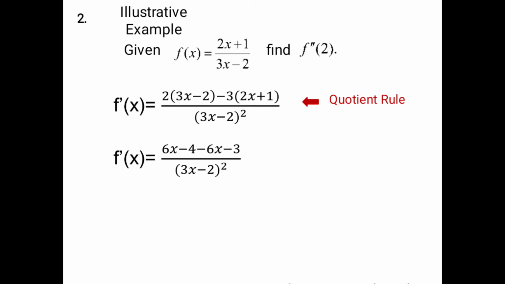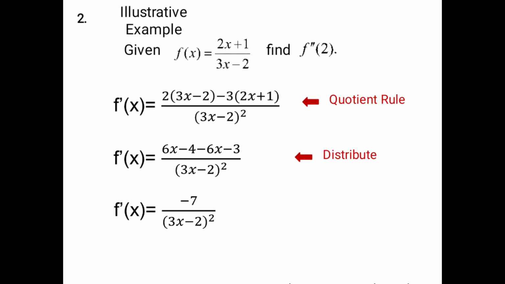And next, we need to distribute so that we can perform this. So we have 2 times 3x is 6x. 2 times negative 2 is negative 4. Then we have negative 3 times 2x is negative 6x. Negative 3 times 1 is negative 3. Then copy the denominator and combine like terms. Since we have positive 6x here and negative 6x here, just cancel these two. Then we have negative 4 minus 3. The answer will be negative 7 all over 3x minus 2 squared.